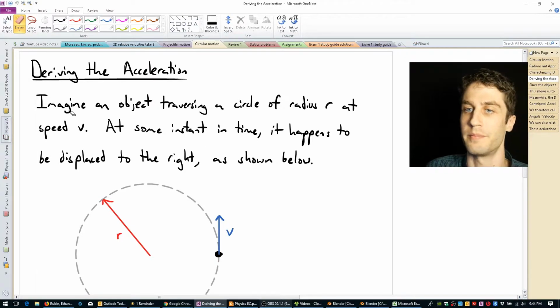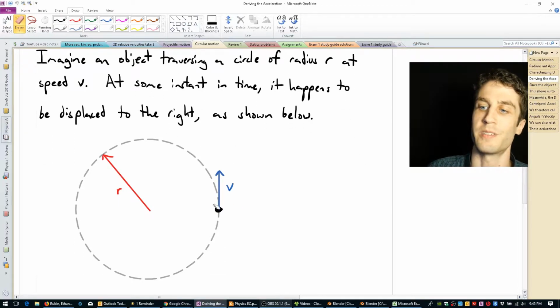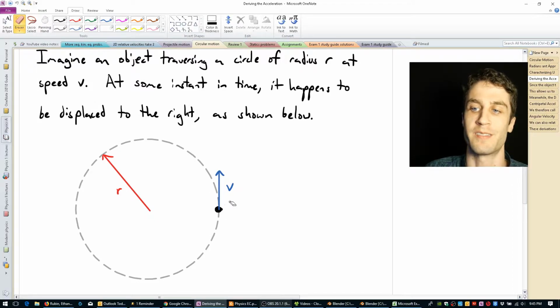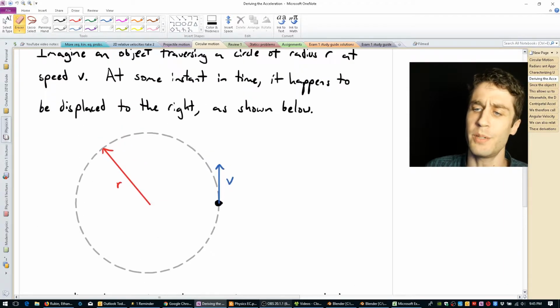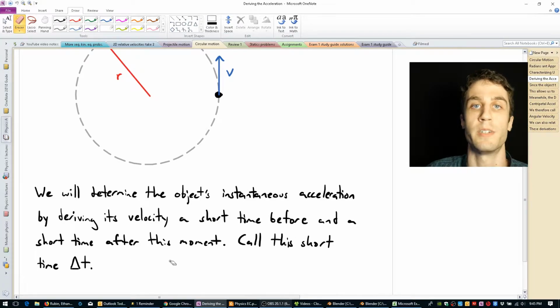So let's derive it. Imagine that an object is traversing a circle of radius r at speed v. At some instant in time, it happens to be displaced to the right, as shown below. This is almost identical to the previous page. I've just cleaned up the figure a little bit, and we only draw the object traveling upward. It could be traveling clockwise just as easily, but we'll work with counterclockwise. We will determine the object's instantaneous acceleration by deriving its velocity a short time before and a short time after this moment. Call this short time delta t.